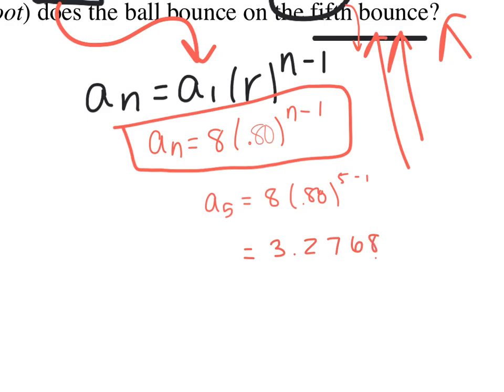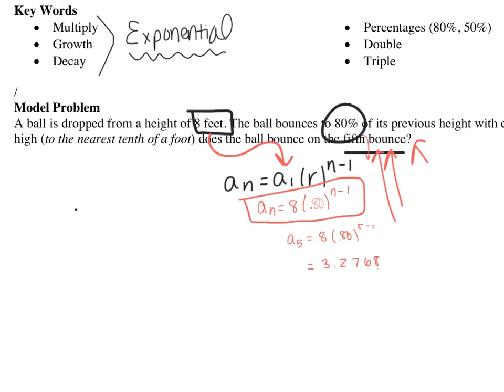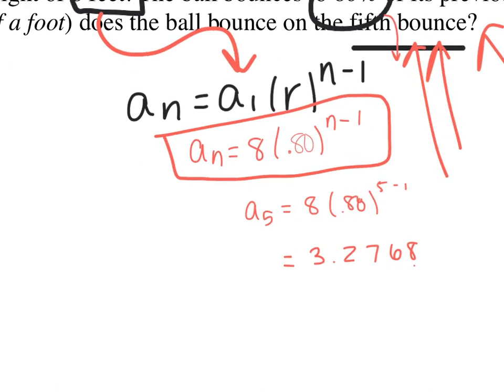3.2768. If you look at the question one more time, it says round to the nearest tenth of a foot. So I only want to go out one decimal place. I look at the number next to it. 7 is higher than 5, so I go to the sky, which means I round my answer to 3.3. That is how high the ball will be after 5 bounces.